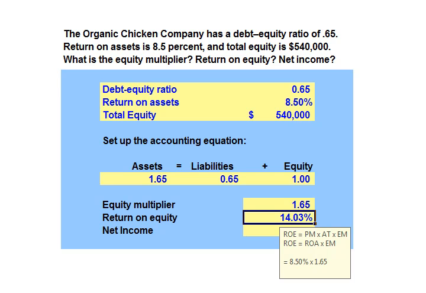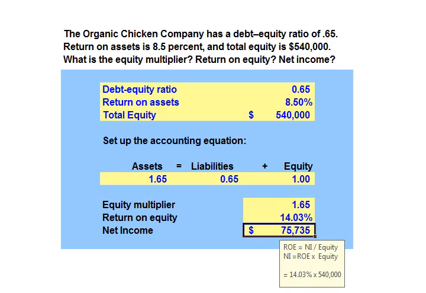Finally, we can calculate net income. Recall, our return on equity equals net income divided by equity. With just a little bit of algebra, we can see that net income will equal our return on equity of 14.03% times the $540,000 in equity, giving us net income of $75,735.